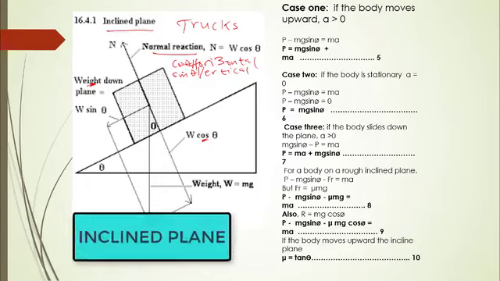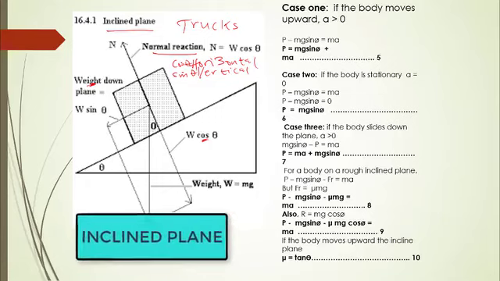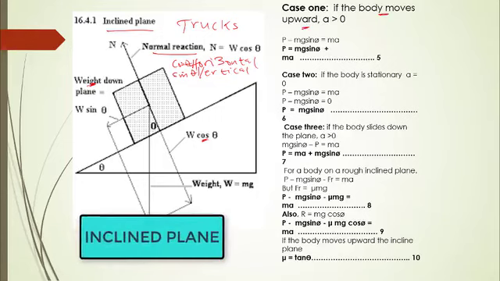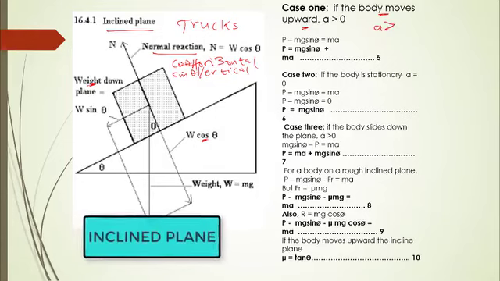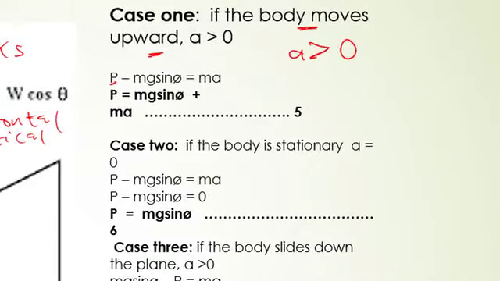Look at different cases that apply to an inclined plane. The first case is if the body moves upward, we say that acceleration is greater than 0, and it is given by the force minus the mass times acceleration due to gravity multiplied by the sine theta, the angle of inclination, which is equal to mass times linear acceleration.